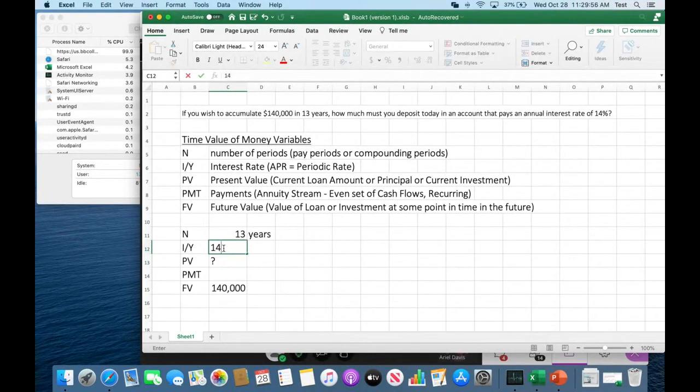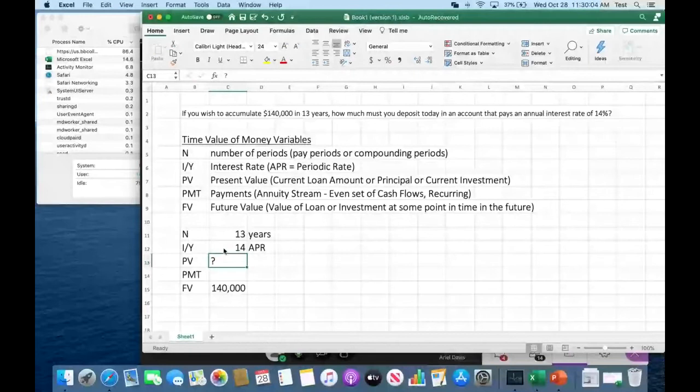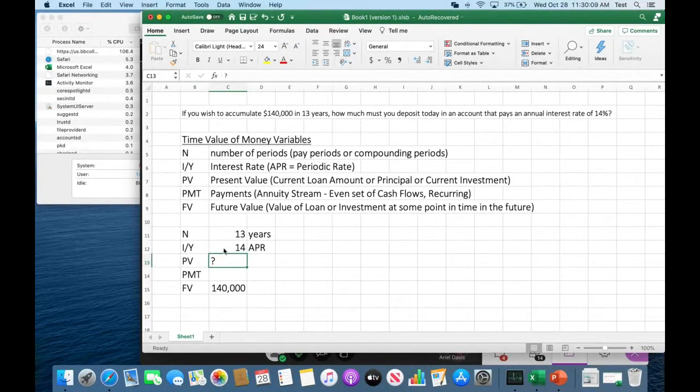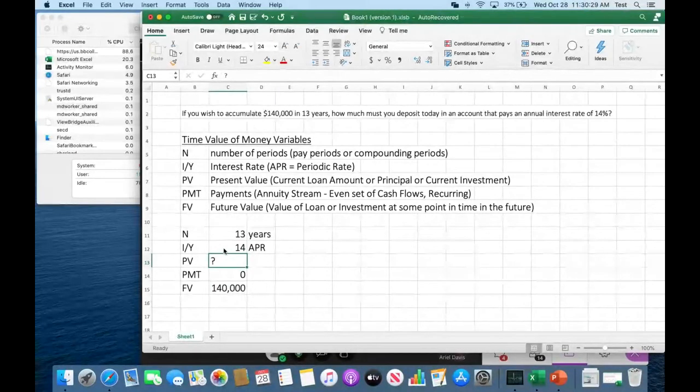So I'm hearing that my interest rate is 14%. What I'm not hearing from this problem is any mention of making future deposits. So this is a very simple problem because all I'm doing is making a single deposit today and letting it sit for 13 years. And so that means that I can zero out my payment stream. Okay, because there are none. And so now what I've done is I have identified 4 of 5 variables, and I've also identified the missing variable, which means now I can solve for it.